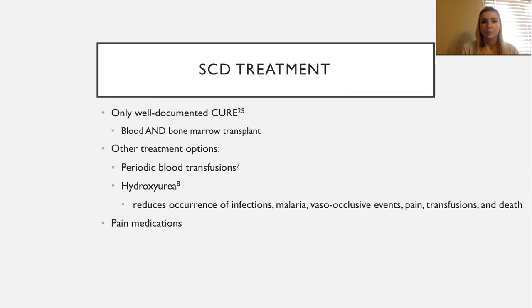Other treatment options, so the most common treatment options, are going to be to get blood transfusions periodically, and that's to supply the body with more healthy red blood cells, and also hydroxyurea, which is usually a form of treatment in cancer, but in sickle cell disease, it can actually reduce the occurrence of infections, malaria, blood clotting, pain, transfusions, and even death. And then also, they're often given pain medications, especially in the hospital when they come in with those pain crises.